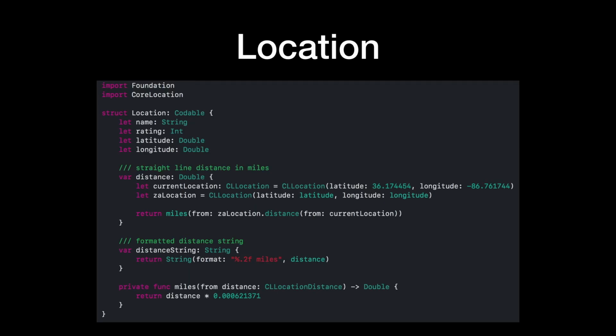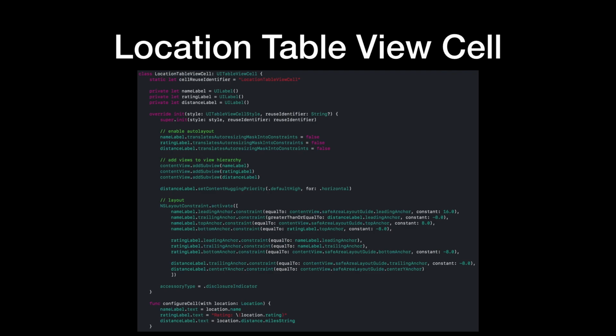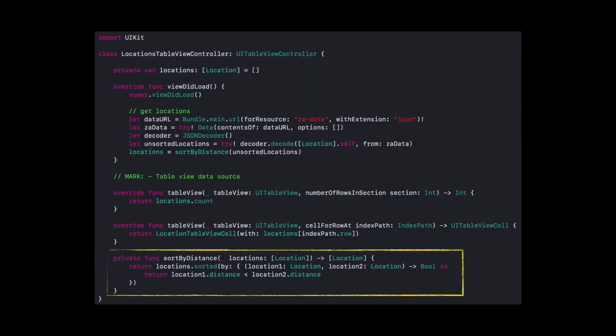This is the model. This is the location. So it just has a name, a rating, and a latitude and longitude. And then a couple of convenience methods to get the distance from where you're at currently, which is just hard-coded in, and which is actually this location. And then a way to get the miles and all that information in a string. And this is the table view cell, which we won't be testing anything on because it's pretty much just layout, and we're not doing a UI test on it. So let's go back to the table view controller.